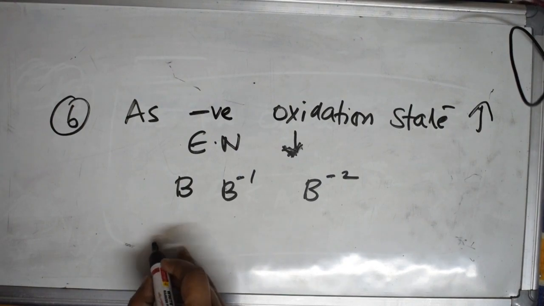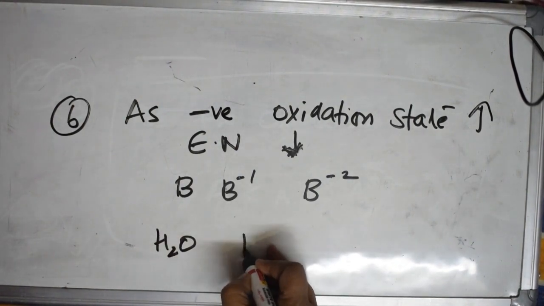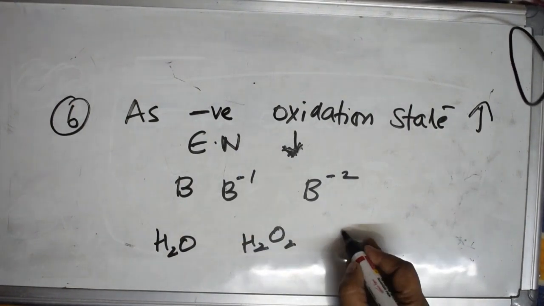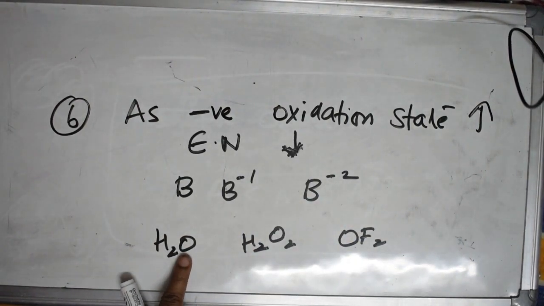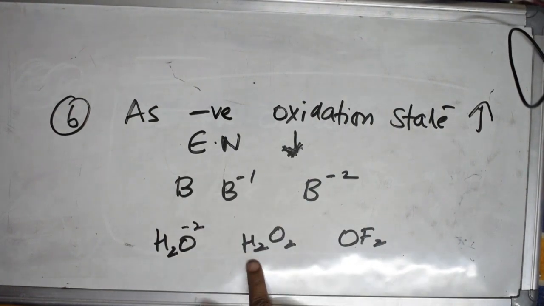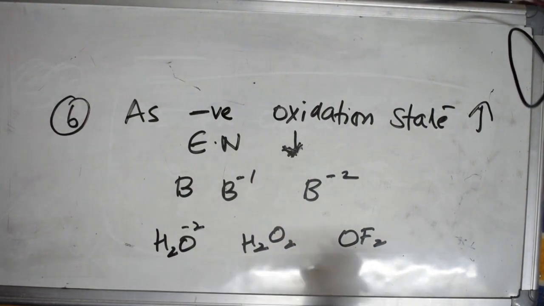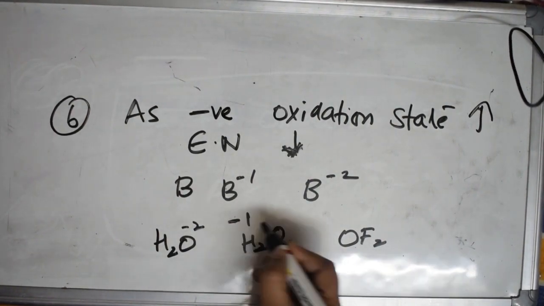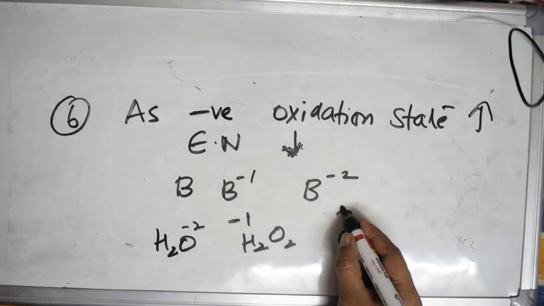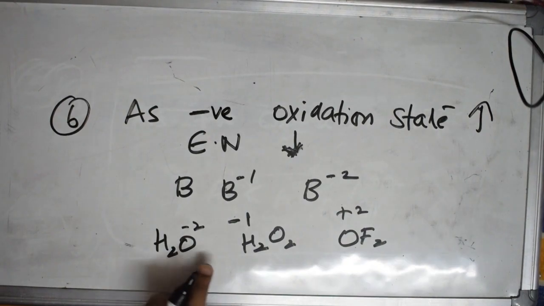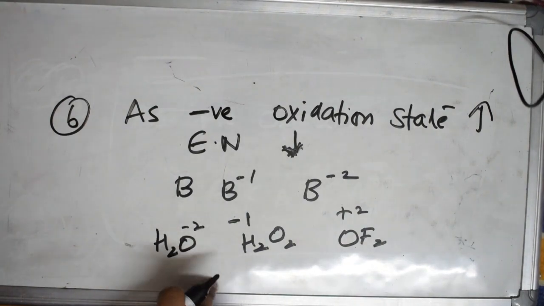If I take one more example, water is here, H2O2 is here, OF2 is here. Now if I have to write the oxidation state, oxygen is -2. In hydrogen peroxide, this is -1. In peroxides, oxygen's oxidation state is -1, isn't it? Right. Now in this OF2, the oxidation state is +2. Right. Now when I have to see the electronegativity among all these, which will be more?